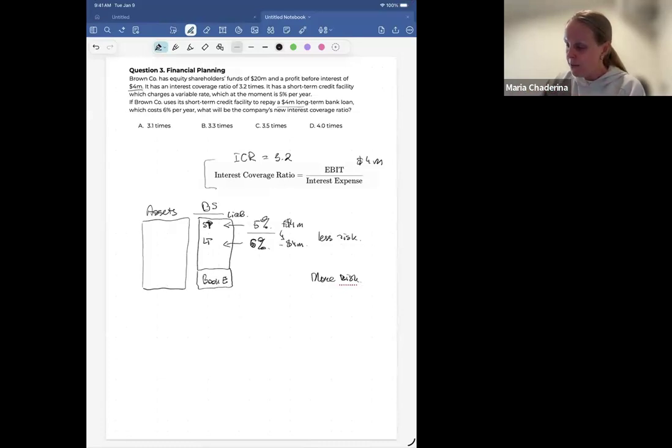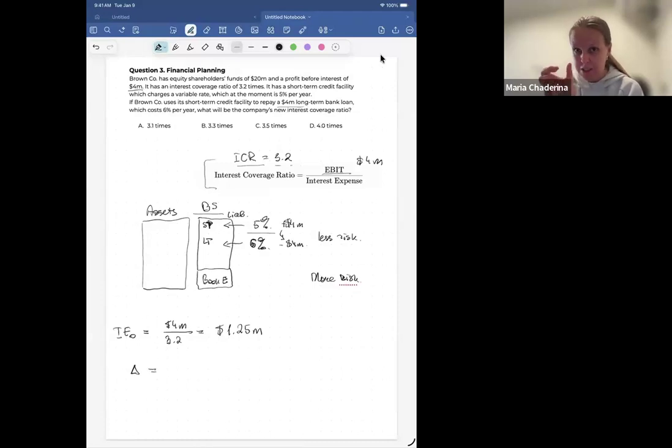If EBIT is 4 million and the interest coverage ratio is 3.2, then my interest expense before any refinancing is 4 million divided by 3.2, which boils down to 1.25 million in interest expense. So we have 4 million of financing. How much interest expense are we saving?